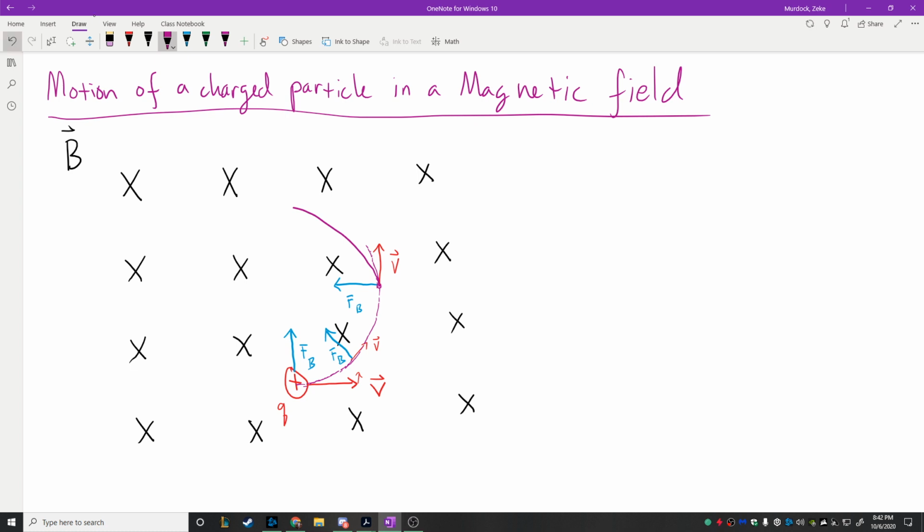Oh god, this is awful. It's going to go in a circle, kind of like this. That's kind of okay. When it gets to the top right here, it's going to have a velocity vector that goes this way. And then when it gets here, it's going to have a velocity vector that way. When it gets here, it's going to have a velocity vector that way. And the force will always be towards the center in this case.